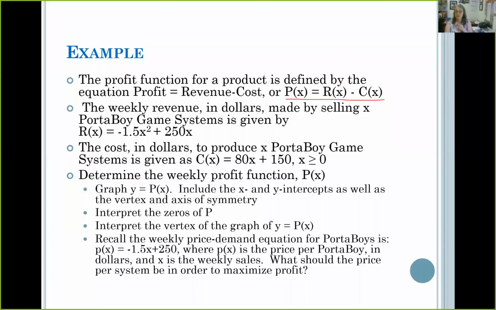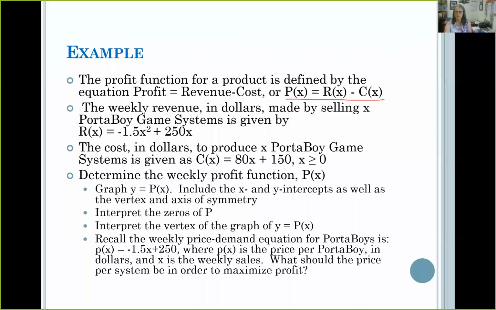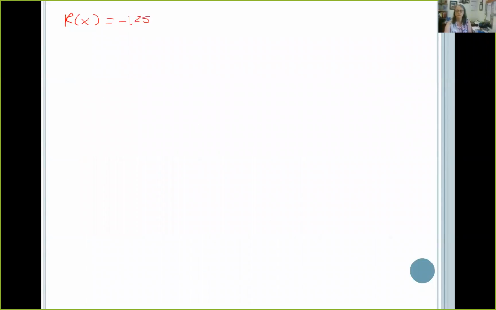So let's start with that. My revenue function, this is the amount of cash I get in my cash drawer at the end of the week. It's negative 1.25, maybe. No, 1.5. I knew that wasn't right.